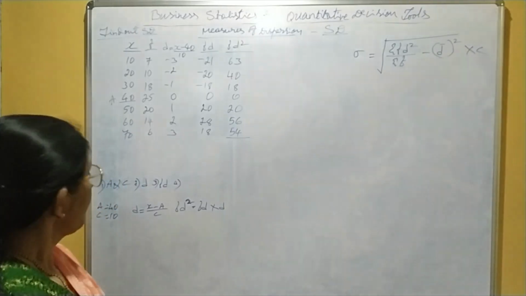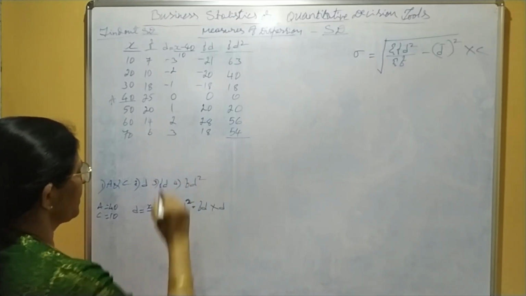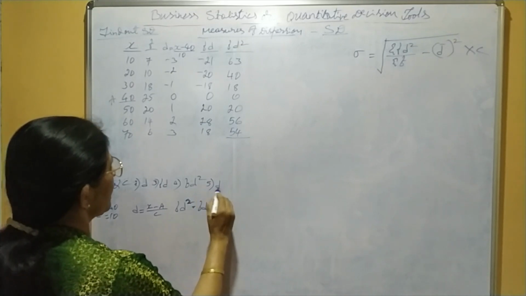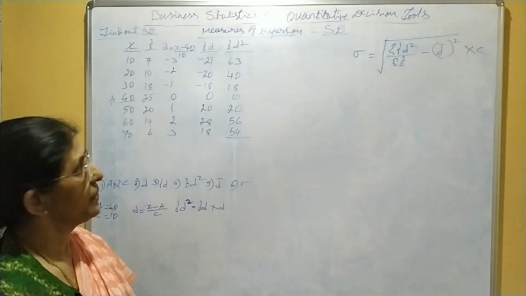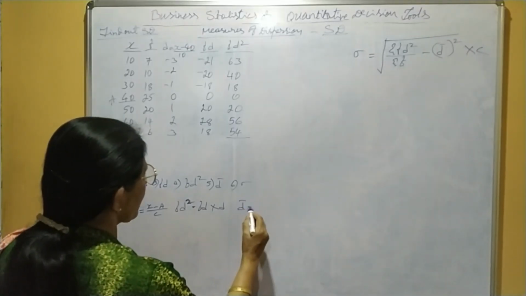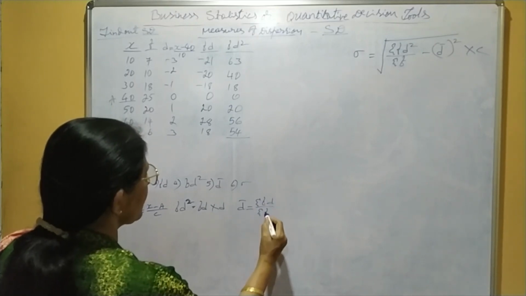Now, next, here it is, fourth step, FD square. Next, fifth step is what? D bar, and sixth step is standard deviation. To find out D bar, what is the formula? D bar equals sigma FD divided by sigma F.